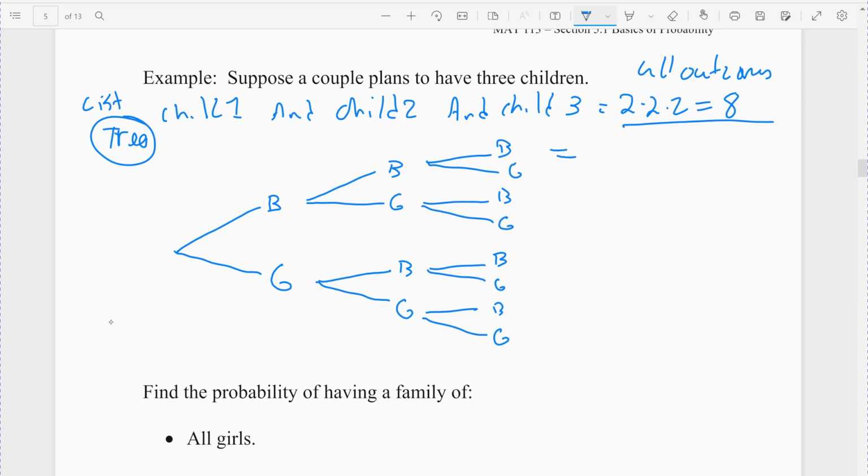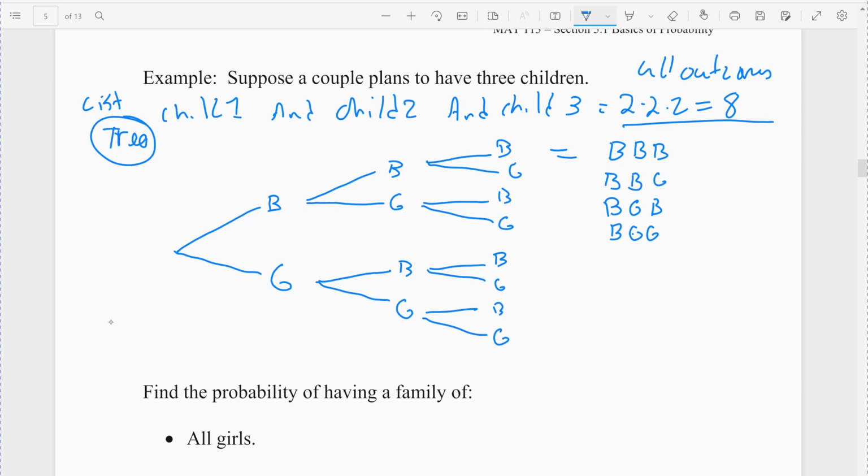And so then the list, you read down the branches. So one possibility is all boys, right? Boys on the first, boys on the second, boys on the third. And then you read down the next set of branches. Boy, boy, girl, boy, girl, boy, boy, girl, girl. All right, and those are all the possibilities when the boy is first, right? Coming from the first set of branches. There are 4 outcomes when the boy is first. And then you get 4 outcomes when the girl is first.